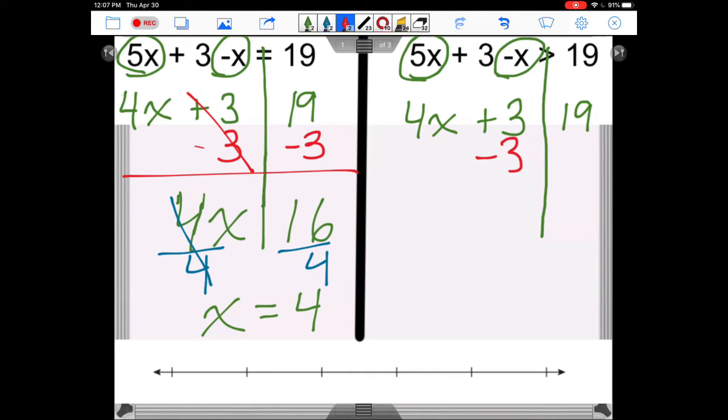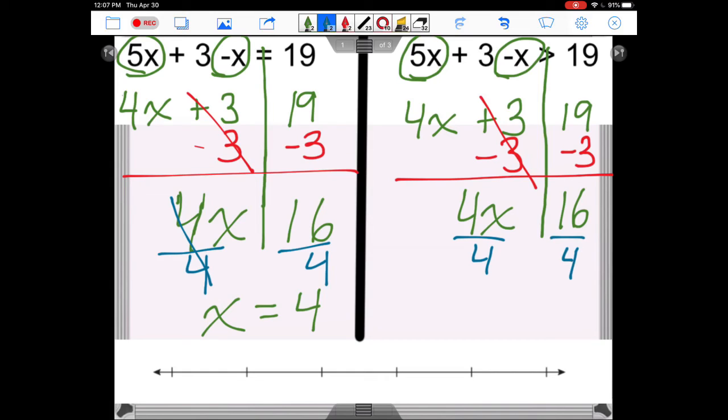So the next thing we'll do, we'll subtract 3 from both sides. 3 minus 3 makes 0, and we're left with 4x. And 19 minus 3 makes 16. From here, we're going to go ahead and divide each side by 4. 4 divided by 4 makes 1. So this says 1 times x, which is just x. 16 divided by 4, still 4. And now we bring our inequality sign straight down. It was greater than, it's going to remain greater than. X is greater than 4.